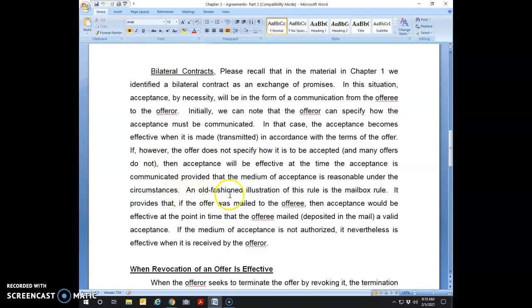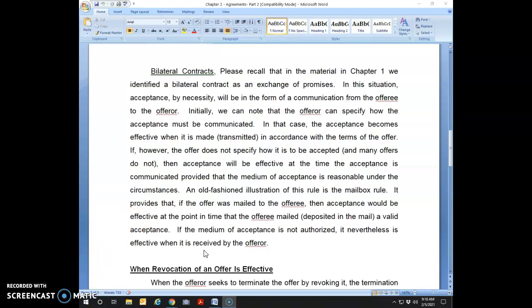So an old-fashioned illustration of the rule, I remember when this wasn't an old-fashioned illustration, is sometimes referred to as the mailbox rule. It provides that if the offer was mailed to the offeree, and the offer doesn't otherwise state how it is to be accepted, then acceptance is going to be effective at the point in time the offeree mails, or deposits in the mail, if you will, a valid acceptance.